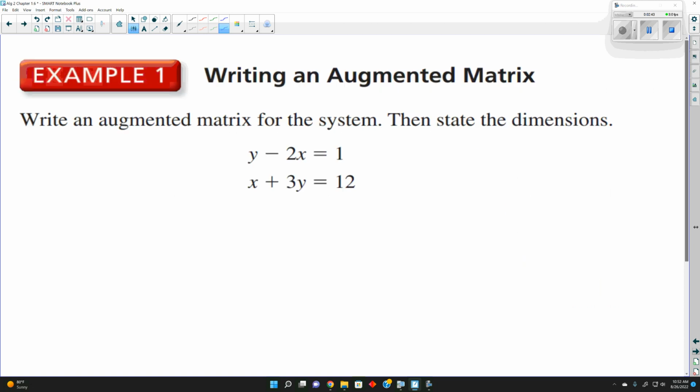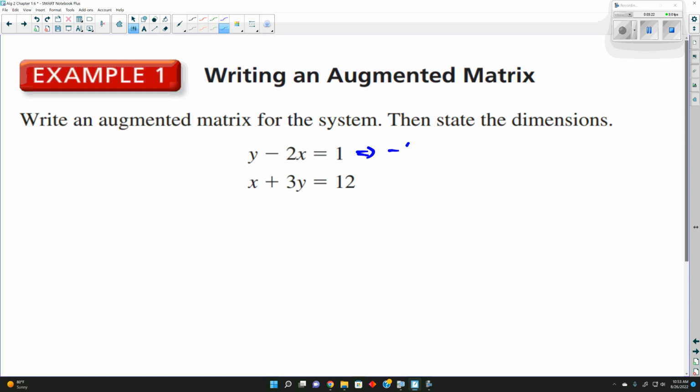Now let's look at our first example of writing an augmented matrix and then stating the dimensions. So we're going to need to do 2 things. We need to write the matrix and then state the dimensions. And when we write the matrix, we need to make sure that the variables appear in the order of x, y, number. So we look at both of these here. Are both of these written in the form of the x is first, the y is next, and then the numbers on the other side? No, the first one is not, but we need to rewrite it. Well, since both of the variables are on the same side of the equation, we can just flip them.